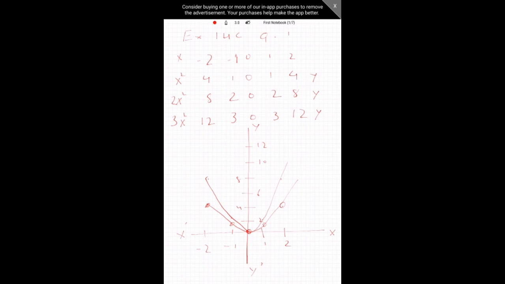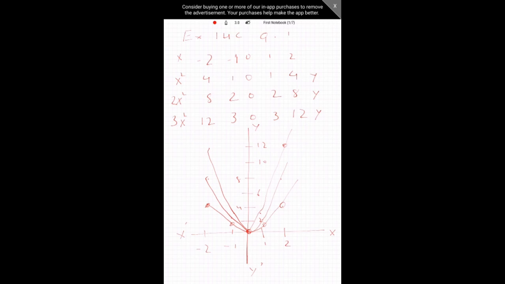After that 3x square, minus 2 and 12, this point. Then minus 1 and 3, 3 will be here in the center of 2 and 4. 0, then 1 and 3 here, and then 2 and 12 here. So when you join these points, this is the graph.